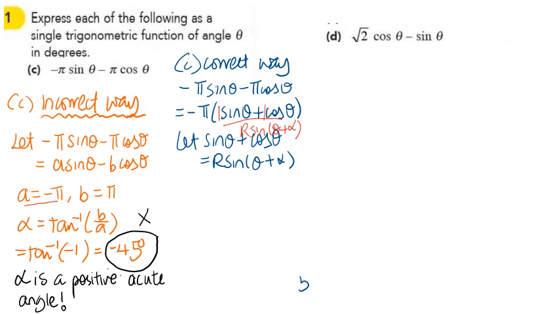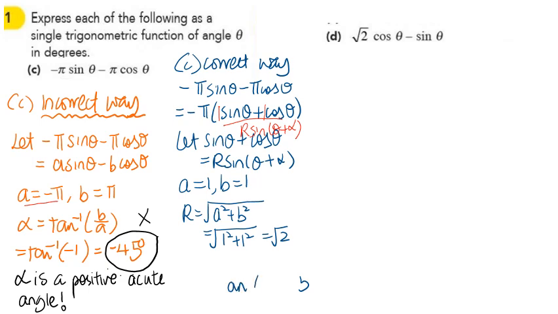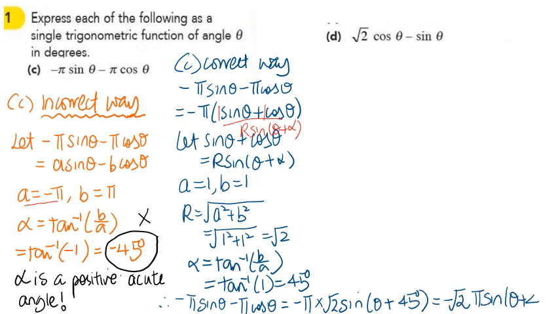Okay, so from there, your A is 1, B is 1. So R will be square root of 1 squared plus 1 squared. That gives you 2, so R equals square root 2. Alpha will just be tangent inverse B over A, which is tangent inverse 1, gives you 45 degrees. Then you put them together. Okay, this is how you do this question 1C.